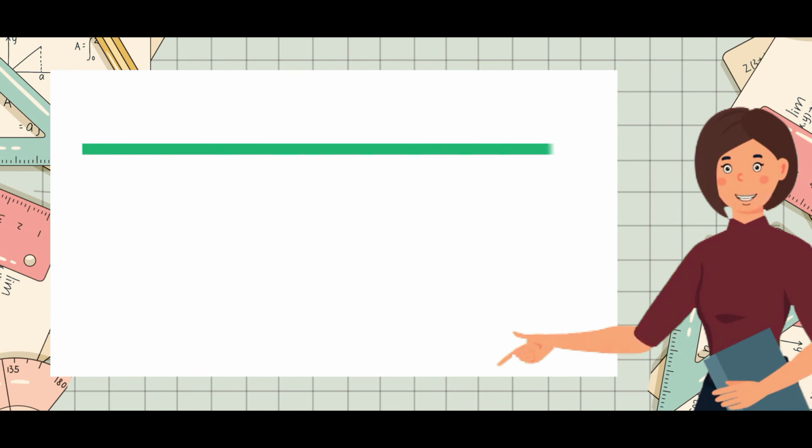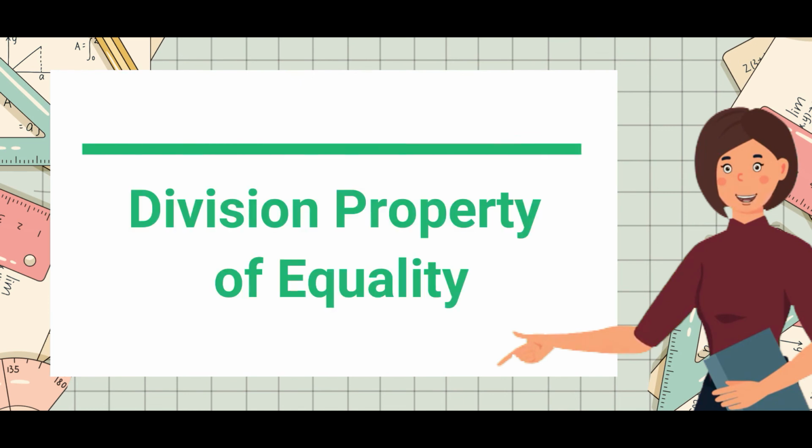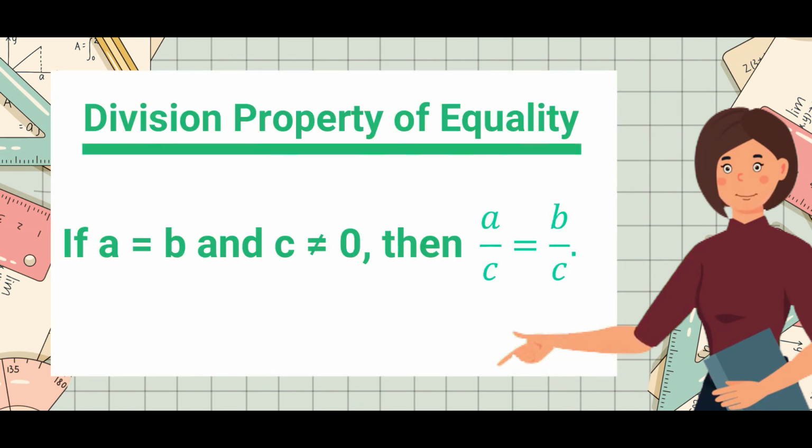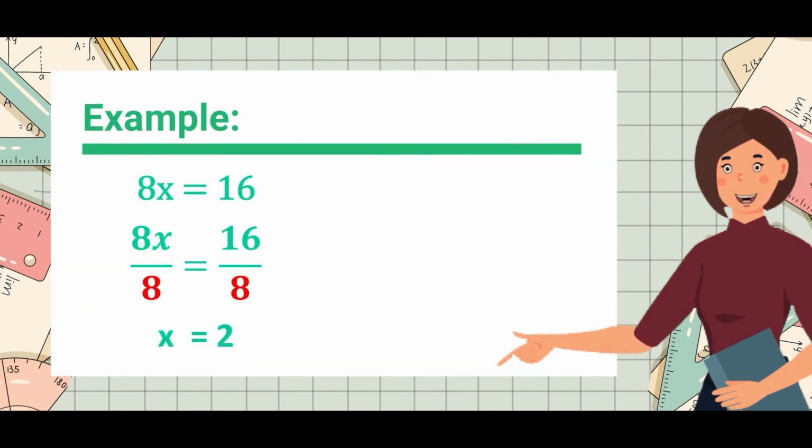Next is the division property of equality. This property states that when we divide both sides of an equation by the same non-zero number, the two sides of the equation remain equal. So if we have A equals B and C is not equal to 0, then A over C is equal to B over C.